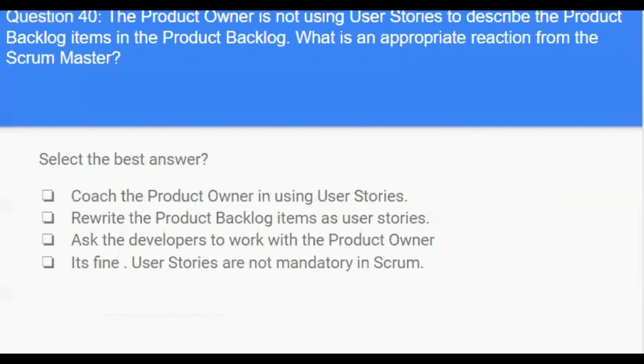Next question. The product owner is not using user stories to describe the product backlog items in the product backlog. What is an appropriate reaction from the Scrum Master? Options. First, ask why the product owner is not using user stories. Second, rewrite the product backlog items as user stories. Third, ask the developers to work with the product owner. Fourth, it's fine. User stories are not mandatory in Scrum.